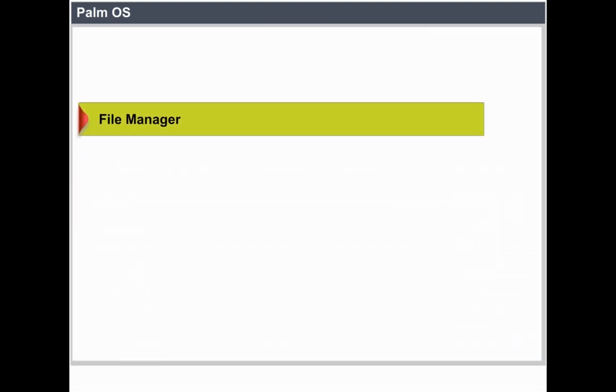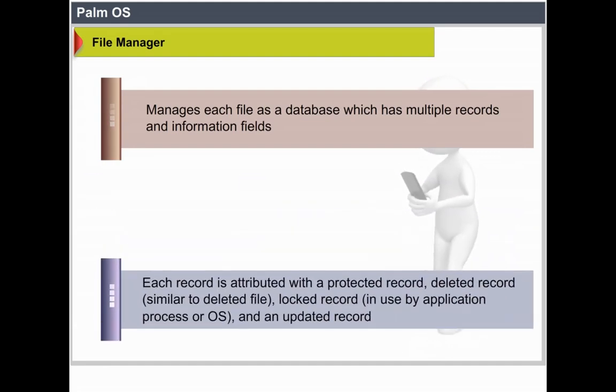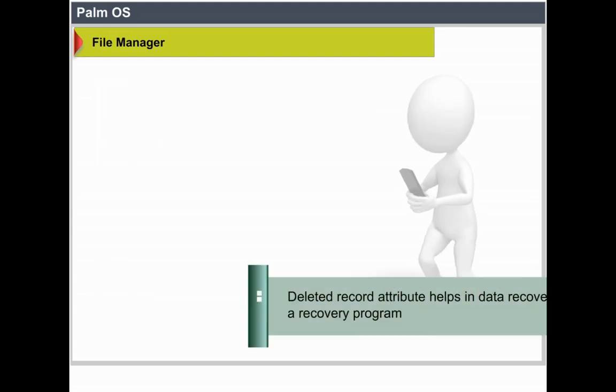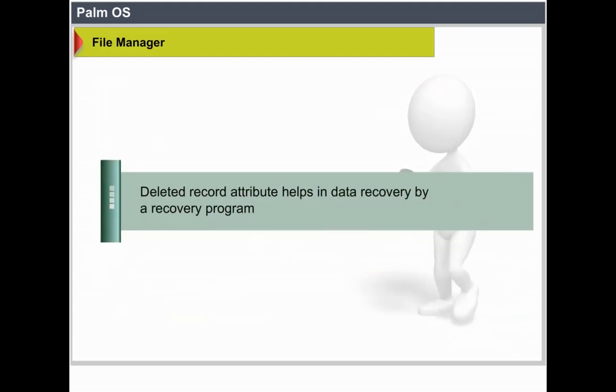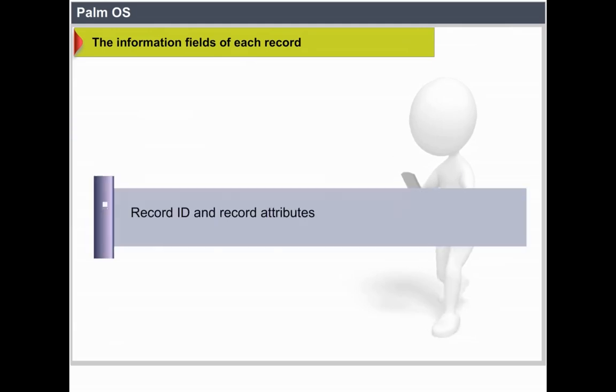File manager. It manages each file as a database which has multiple records and information fields. Each record has attributes: protected record, deleted record, similar to a deleted file, locked record, in use by an application process or OS, and updated record. The deleted record attribute helps in data recovery by a recovery program. The info fields of each record: record ID and record attributes.